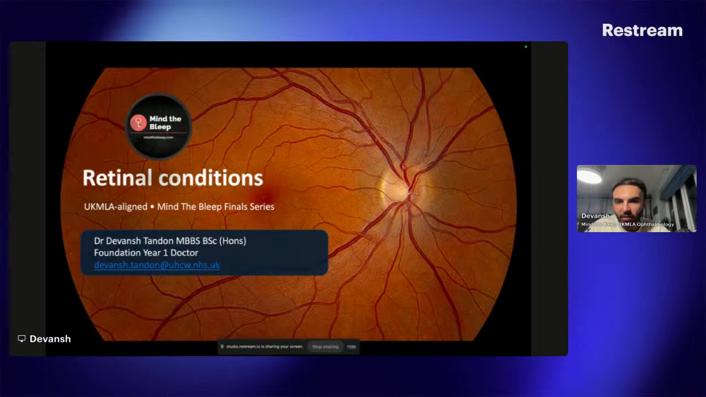And so today I'm here to deliver a talk about retinal conditions that should be particularly useful for those of you sitting the UKMLA. So whether you're a final year or you are a medical student earlier on in your journey, this should still be useful for you as everyone will be sitting the UKMLA at some point.